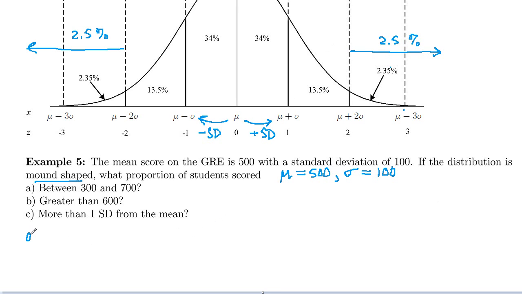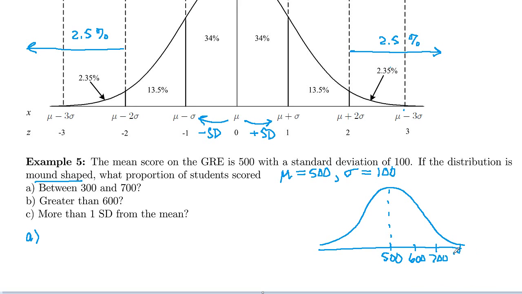So for part A here, let's sketch our mound-shaped curve over here. So our mean in the middle here is the 500. And our standard deviation is 100, so we're going to add that 1, 2, 3 times, mark those cutoffs. So 600, 700, 800. And we will also subtract it 3 times, 400, 300, 200.